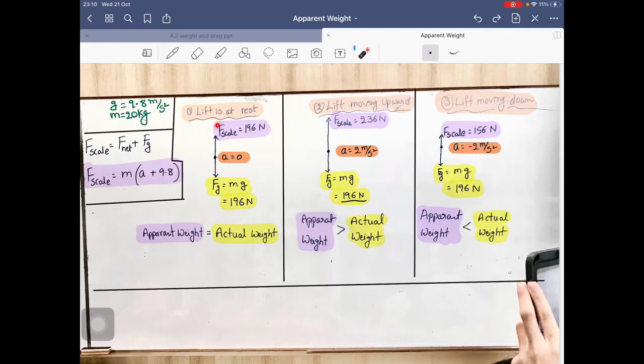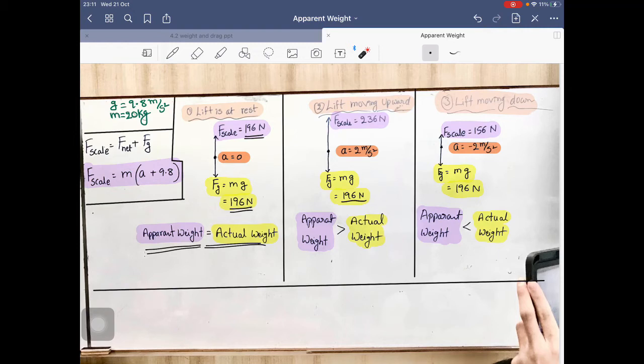We get the scale reading, how much force the scale is applying on the person in the upward direction, that is 196. If you look here, the scale reading and the weight of the person are both the same, because the a value is 0. That is why the scale reading is equal to the weight of the person. That means the apparent weight is equal to the actual weight.